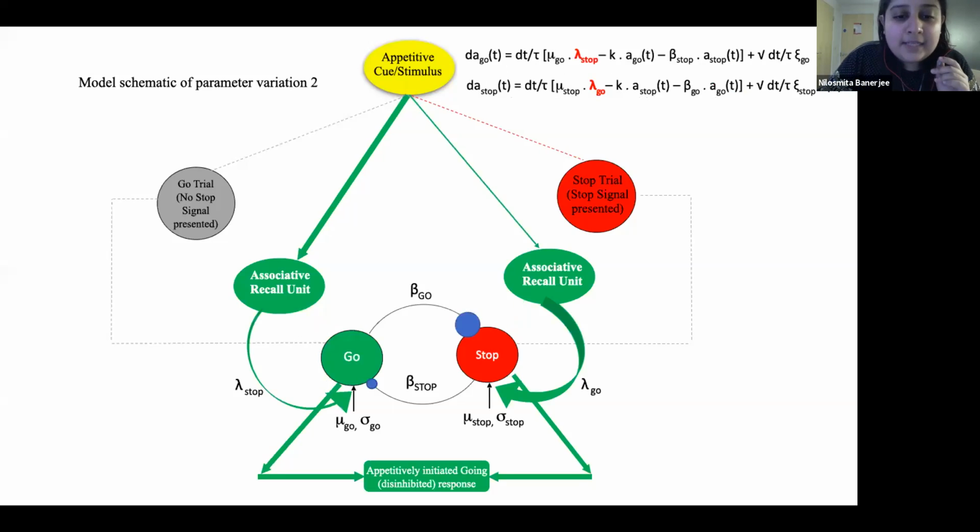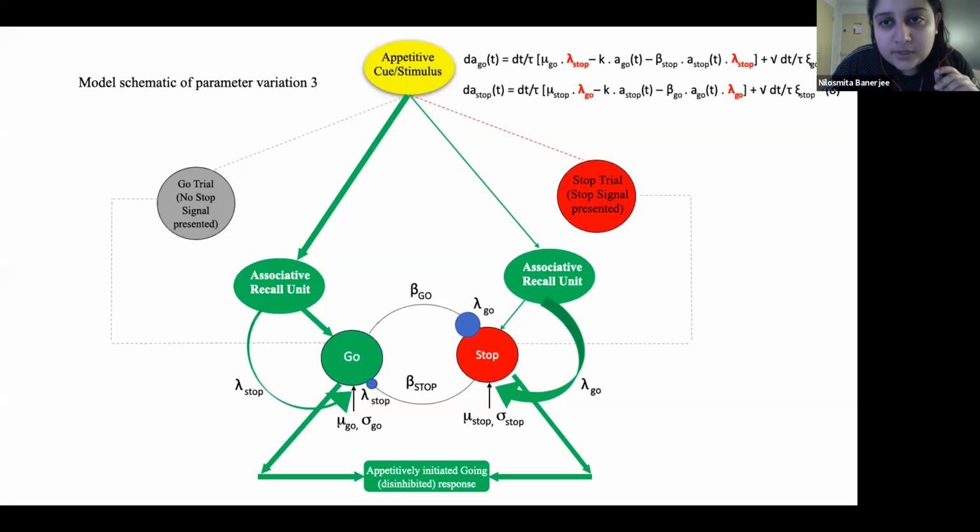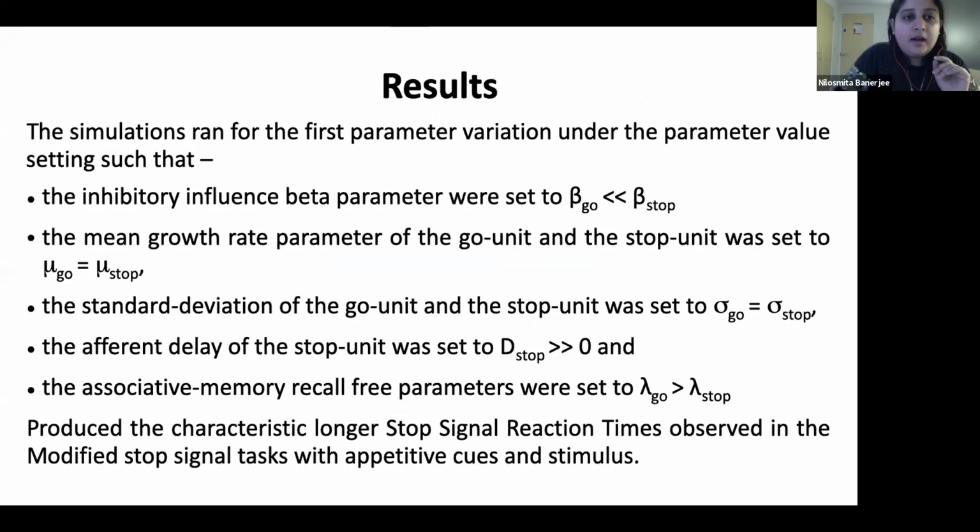We had the parameters affecting the mean growth rate in this architecture, and we hoped to see dynamics where lambda go would have affected the stop process more. And then we had both together. The simulations run for the first parameter variation, in the parameter constraint settings presented here, were the only model which actually led to the behavior that we were observing.